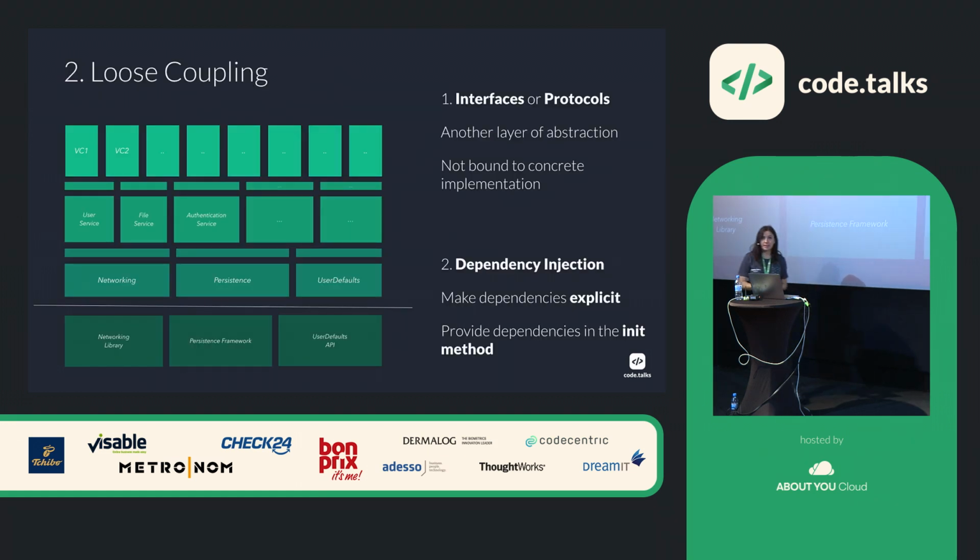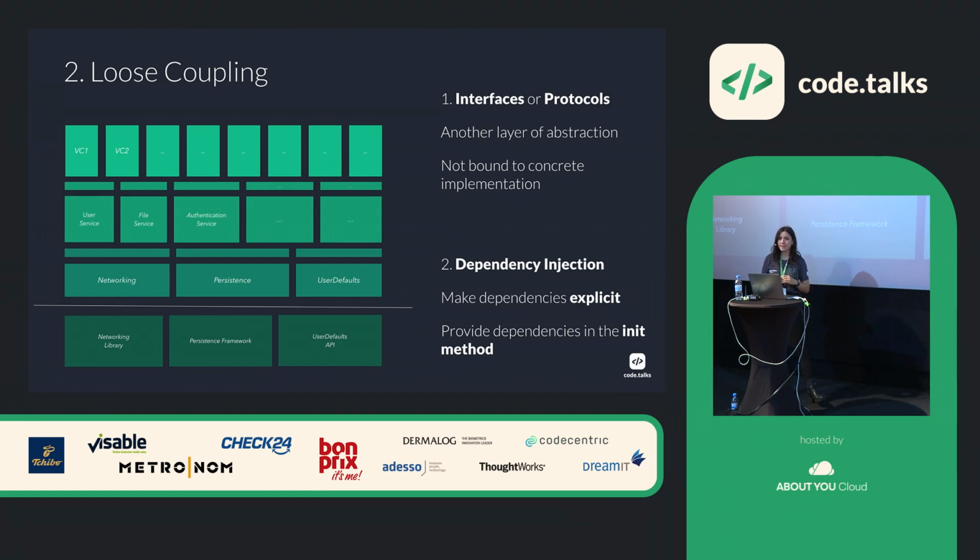This is basically the second step, which is loose coupling through interfaces and dependency injection. So I've added here in the diagram these things. They are supposed to be interfaces for each of the layers. And what it does is that it decouples you from the concrete implementation, and it adds another layer of abstraction in your architecture.